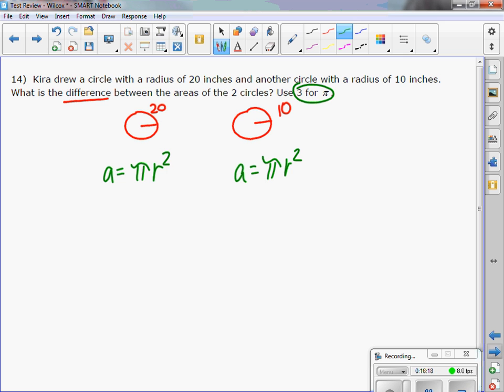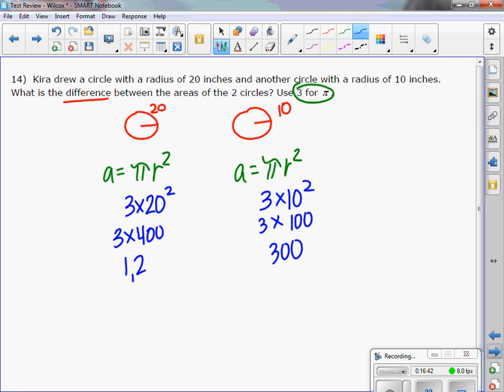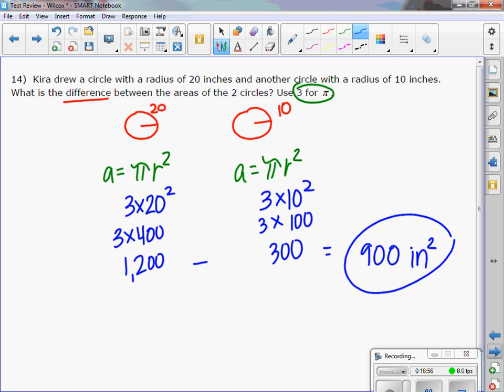Here they said we can just use 3 for pi. So 3 times radius 10 squared. 10 squared is 100. 3 times 100 is 300. 20 squared, 20 times 20, is 400. 3 times 400 is 1,200. So now to find the difference between those two areas, 1,200 minus 300 gives me a difference of 900 square inches in those two circles' areas.